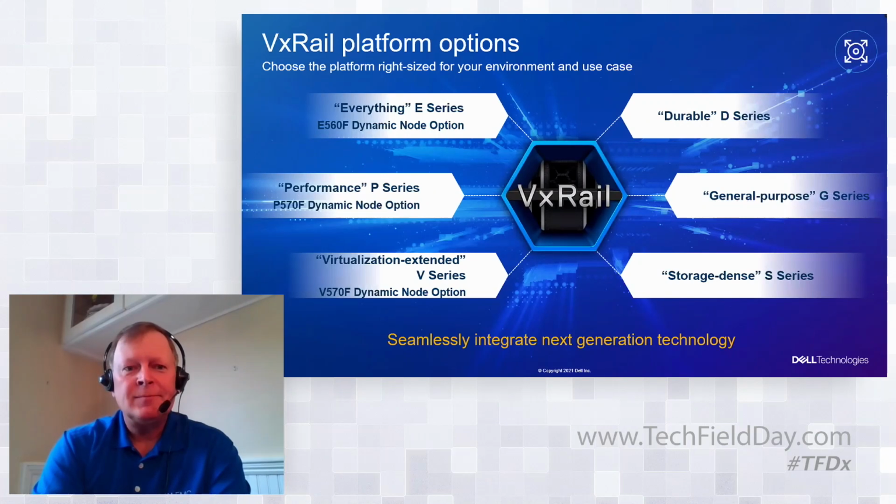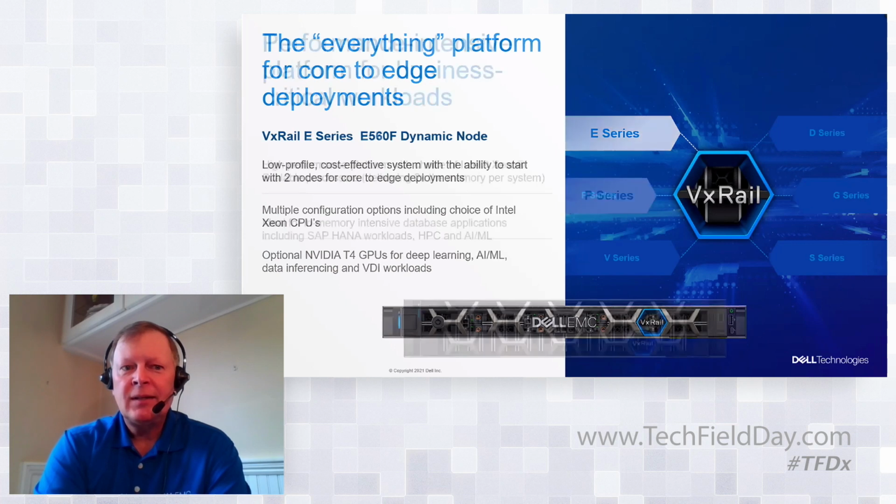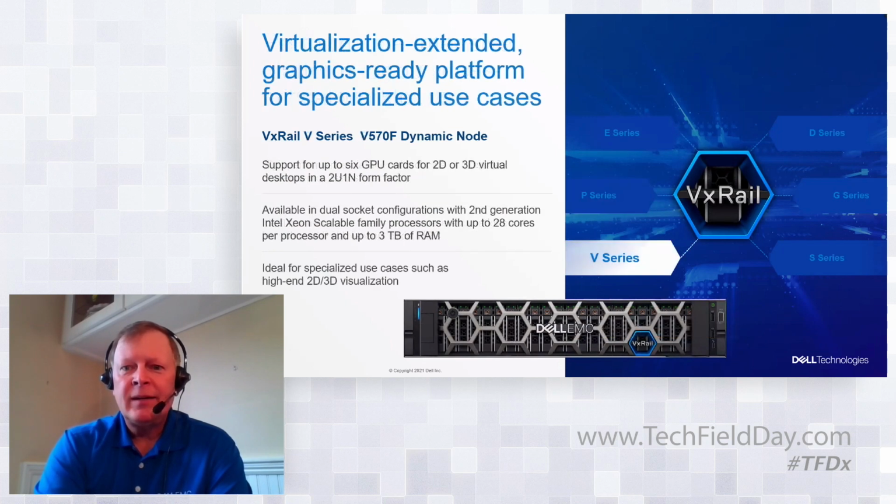As mentioned briefly, I won't go through all these slides. I'm going to crank right through these in the interest of time, because I know you've probably seen them before. We have multiple platform options: the E series, the P series, and the V series. The E series is our low-profile, cost-effective 1U platform for core-to-edge deployments. We have the 570F, which is our performance-based server platform for heavy workloads and databases. And our V series, which is our virtualization platform, is geared towards 2D or 3D visualization or VDI-type applications.